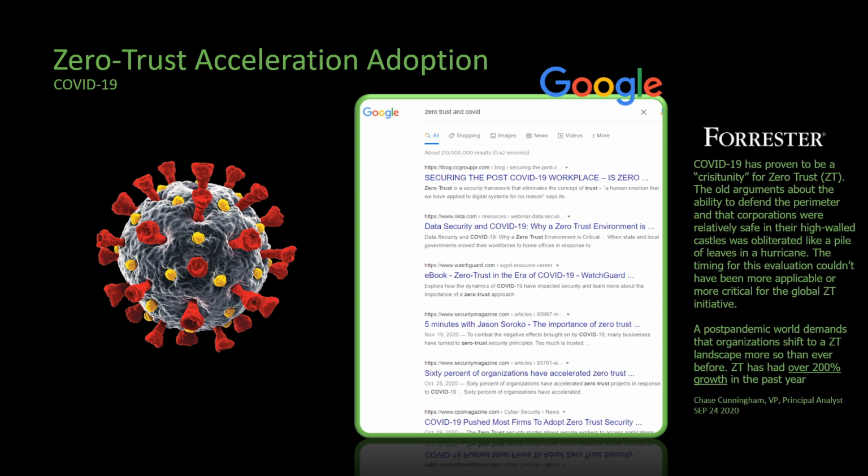If you read this article from Chase, a VP principal analyst from Forrester, post-pandemic world demands that organizations shift to zero trust landscape more so than ever before. Zero trust has had over a 200% growth in the past year. 200%. Now that makes sense, right? But it's a very specific use case that most people are driving towards.